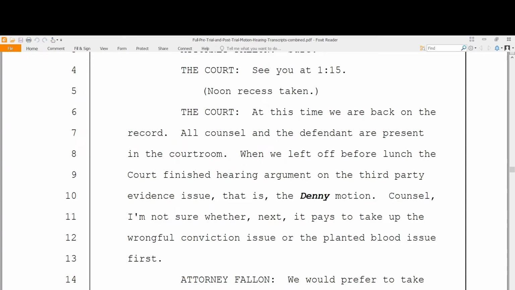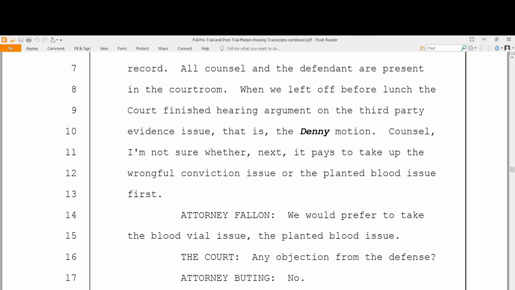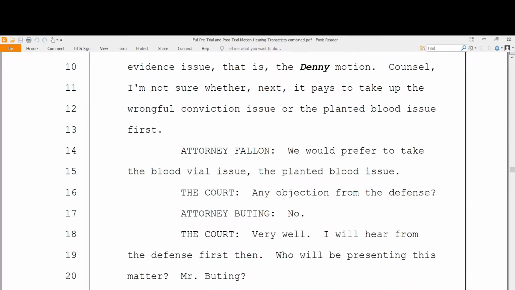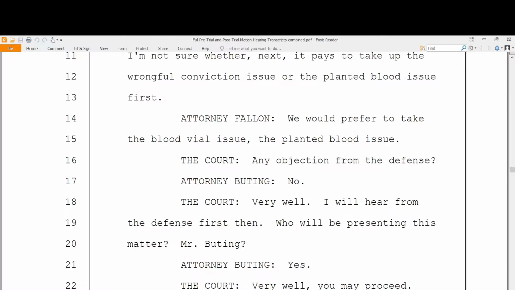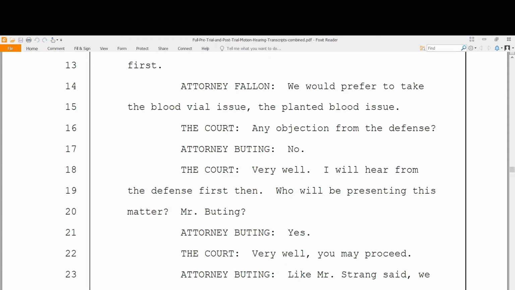The Court: At this time, we're back on the record. All counsel and defendant are present in the courtroom. When we left off before lunch, the court finished hearing argument on the third-party evidence issue. That is the Denny motion. Counsel, I'm not sure whether next it pays to take up the wrongful conviction issue or the plaintiff blood issue first. Attorney Fallon: We would prefer to take up the blood vial issue, the plaintiff blood issue. The Court: Any objection from the defense? Attorney Buting: No. The Court: Very well.